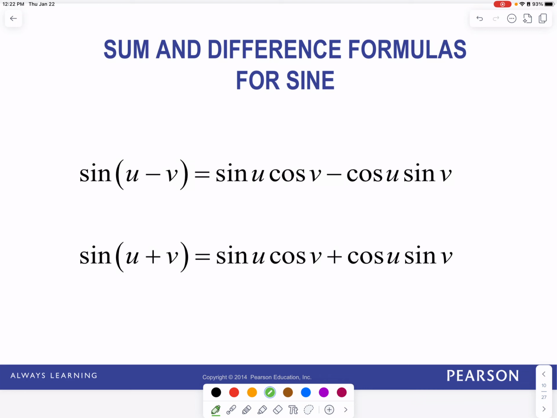Okay. So then we have sum and difference formulas for sine. All right. So when we say the sine of u minus v, now when we did cosine of u minus v, it was a double cosine and the signs change. Now for sine of u minus v, it's sine u cosine v. The sign stays the same. Then we say cosine u sine v. So it goes sine cosine and then cosine sine. Okay. Similar for the sum formula for sine.